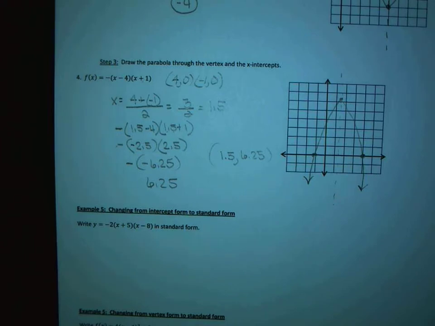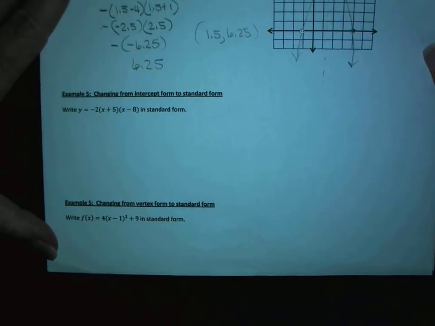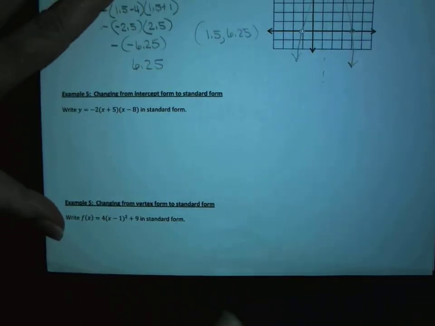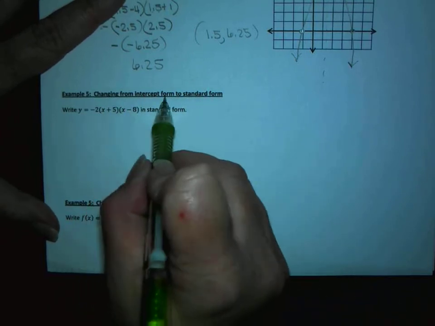All right, now the next ones are actually, again, not really hard. It's changing it around. You do have to know how to multiply out binomials. So I will do the box method as well as FOIL here. And if for some reason you like the box method, or maybe FOIL didn't work for you and you want to try the box method, be sure to ask me about it in class and I'll be happy to help you. All right, changing from intercept form to standard form.